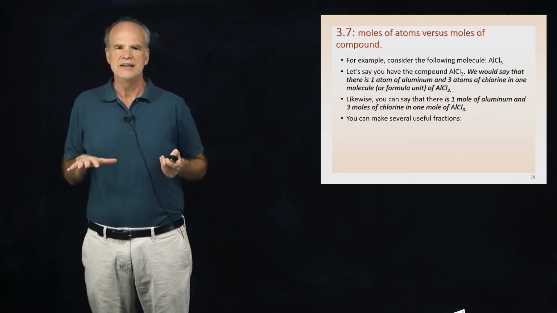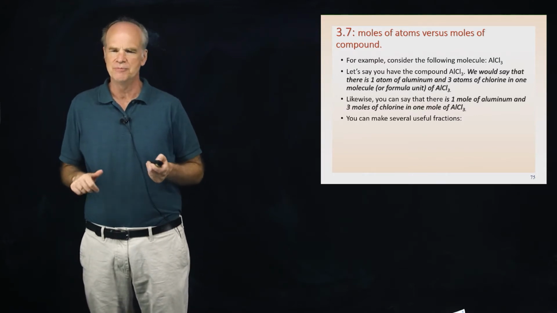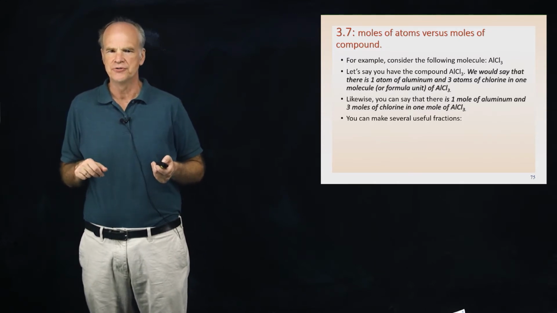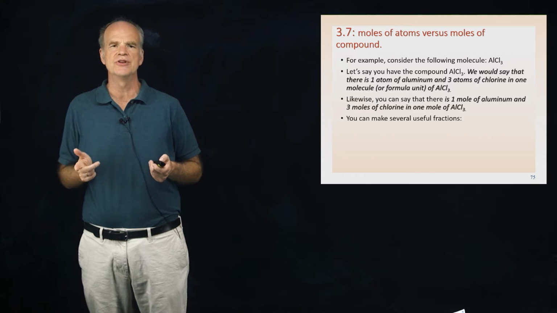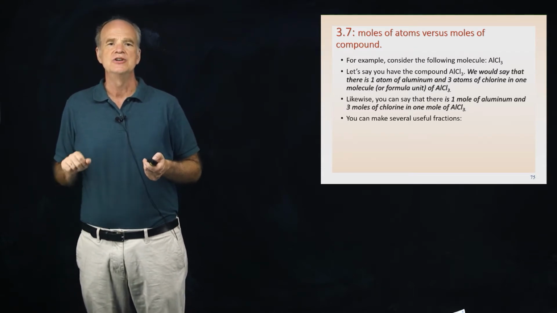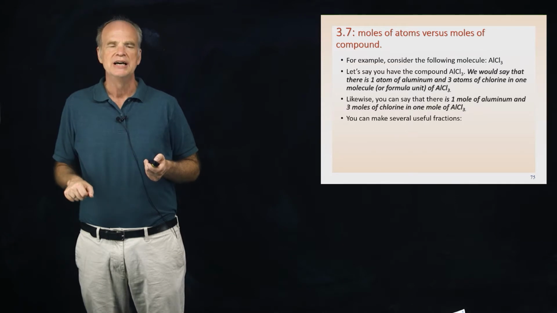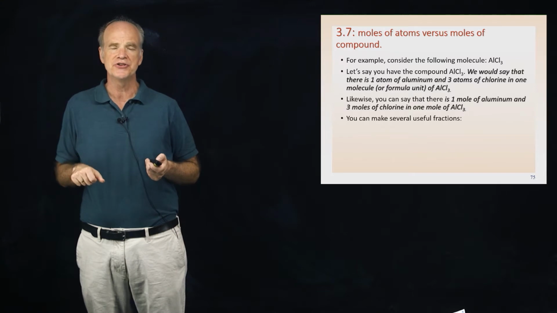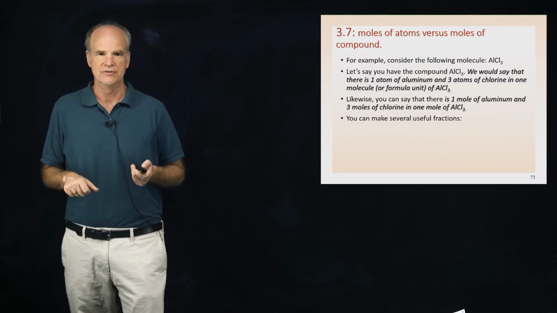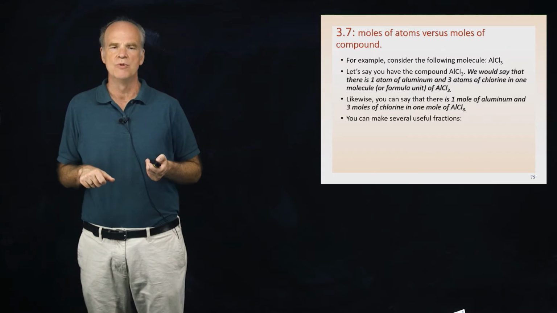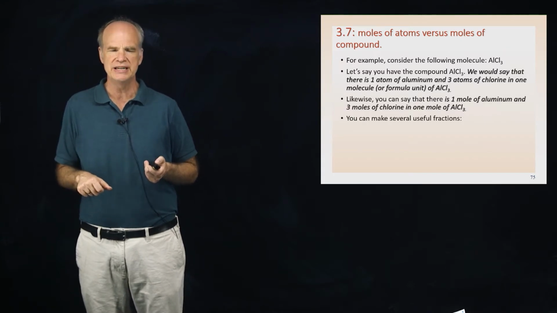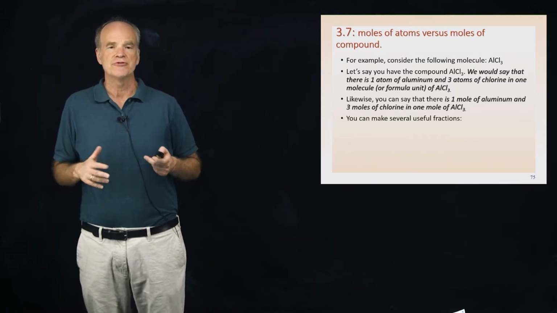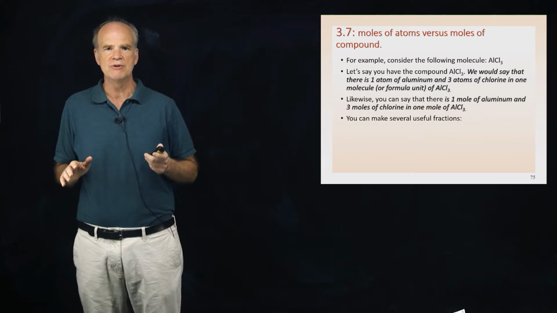One way to think about this is through a simple example. As you know, if you have one molecule of AlCl3, which is aluminum chloride, in that one molecule of AlCl3 you have one atom of aluminum and 3 atoms of chlorine. Because that is the truth, you can also say that 1 mole of AlCl3 contains 1 mole of aluminum and 3 moles of chlorine. Based on that, you can set up a few equalities and then some fractions that can help you solve the problem.